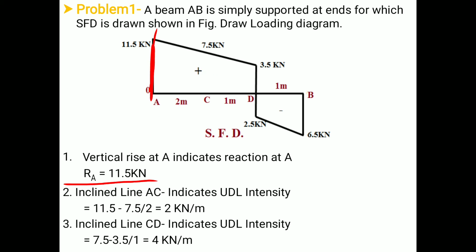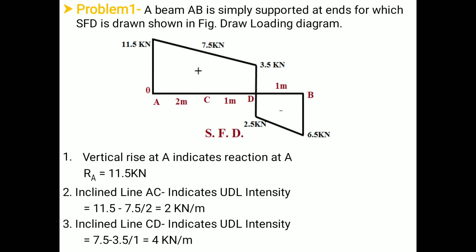Now we have region A to C. This is A and this is C. In between A to C we have an inclined line. This inclined line indicates that a UDL is acting in the loading diagram for A to C, but we don't know the intensity of that particular UDL.